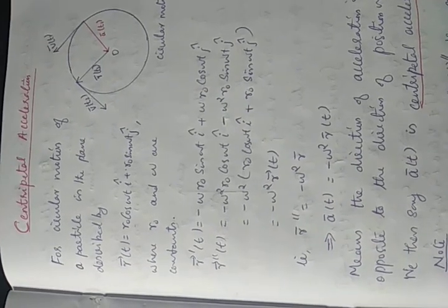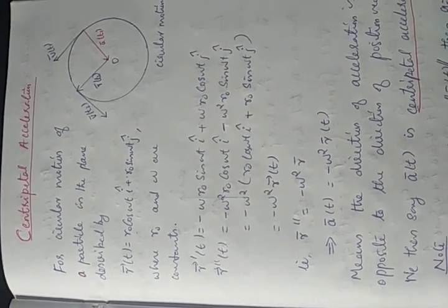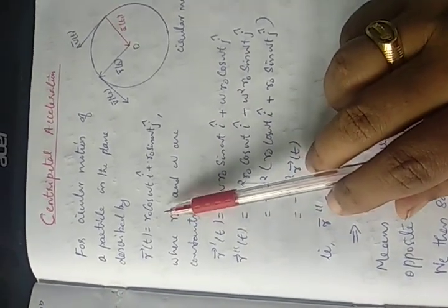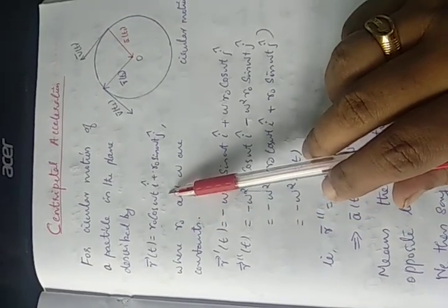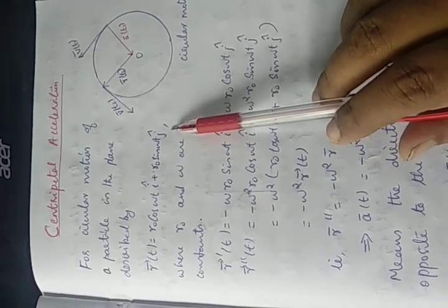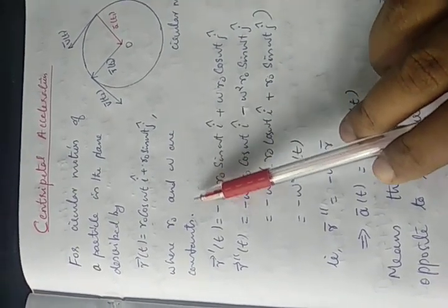Hello students. Today we will study about centripetal acceleration. For that we consider the circular motion of a particle in the plane. It is described by r of t is equal to r naught cos omega t i plus r naught sin omega t j, where r naught and omega are constant.